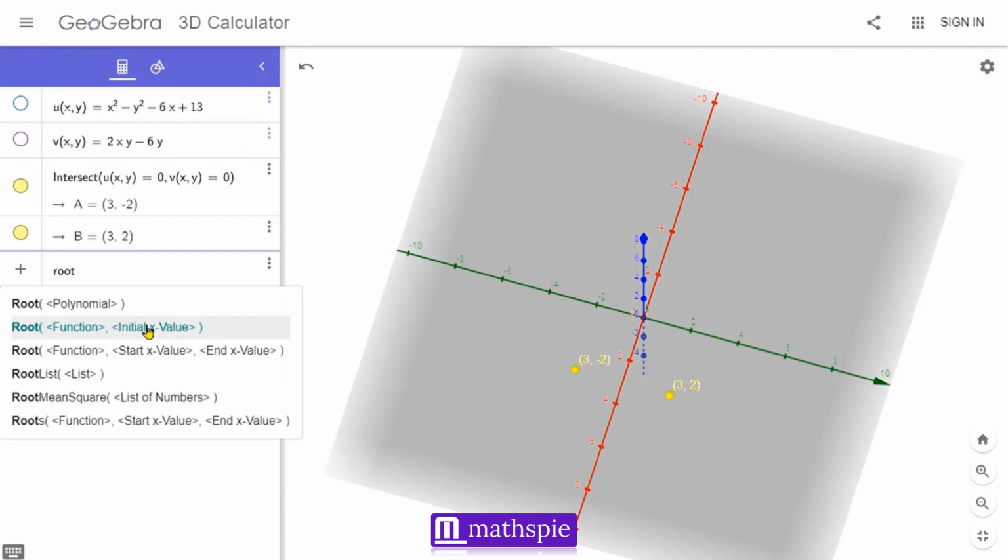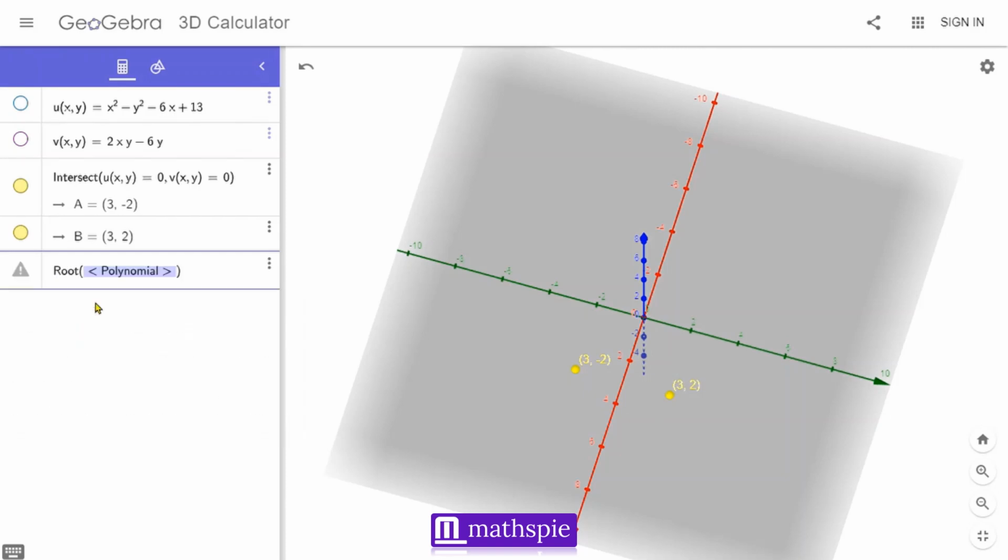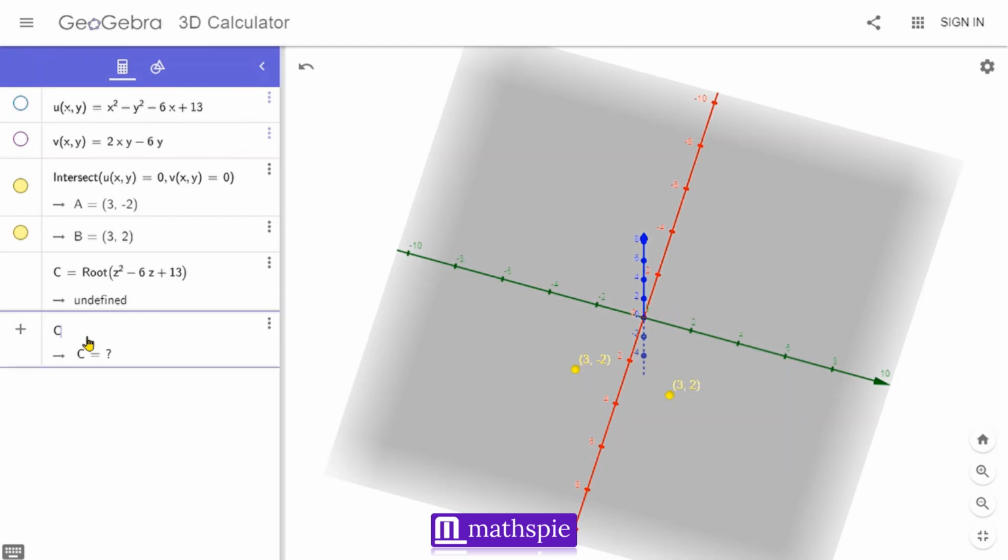For this we should use the root function here. So our polynomial is z square minus 6z plus 30, and it shows undefined. So this is how it shows if there are no real roots, and it's showing undefined, so there are no real roots for this. So let us check, is there any complex root for the quadratic equation?